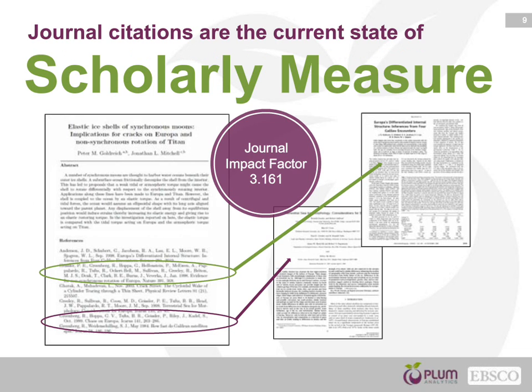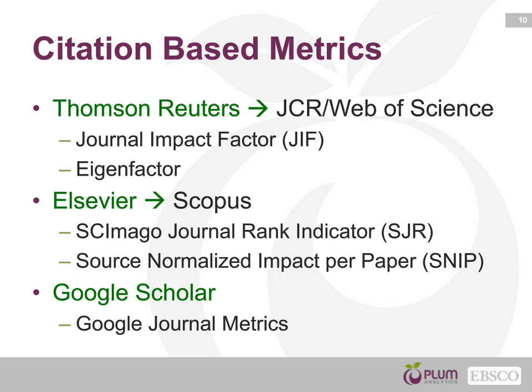Journal citations, as you all know, are the current status quo of scholarly measure. It's all about having a journal article that has citations to other journal articles and counting that. If we look at citation-based metrics, many people think of Thomson and their Web of Science product, right? That's one set of citation metrics, and built on top of that are additional metrics like journal impact factor and eigenfactor.